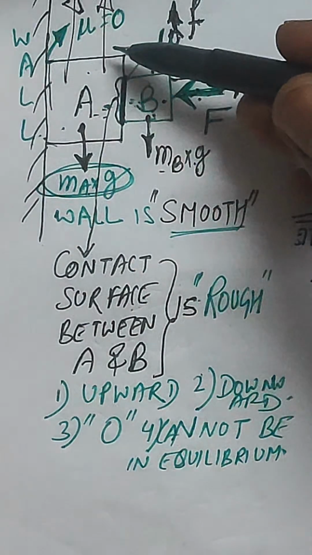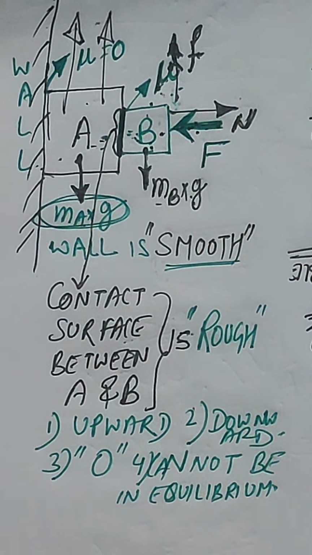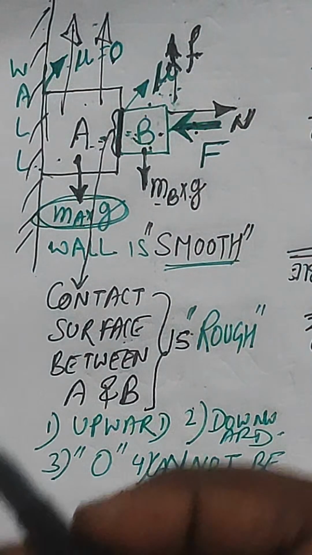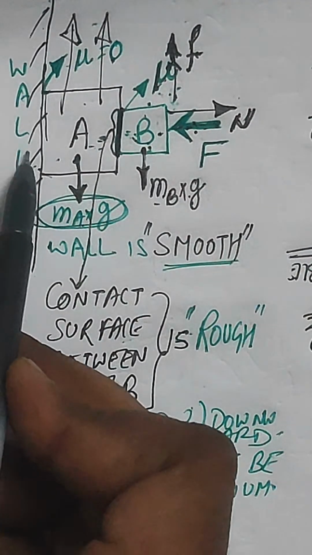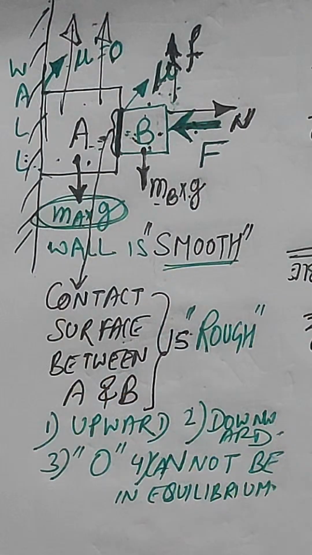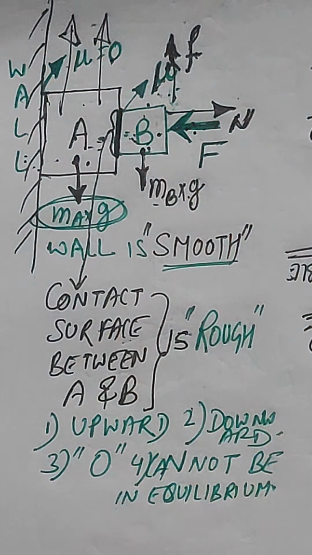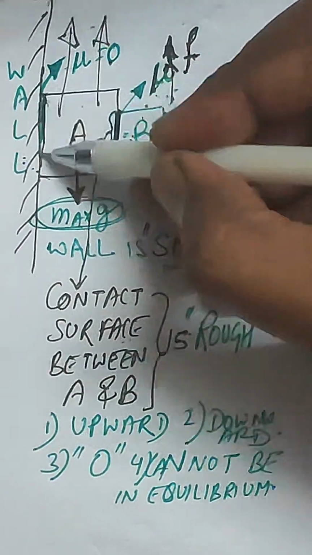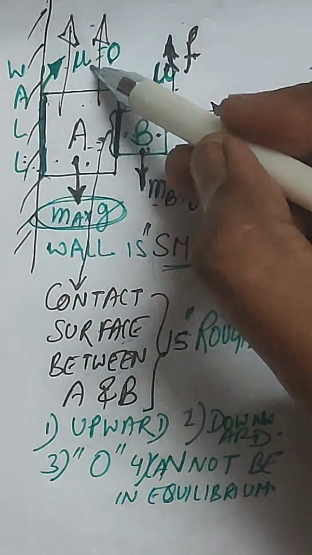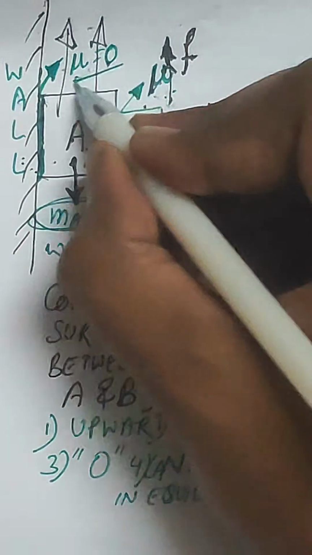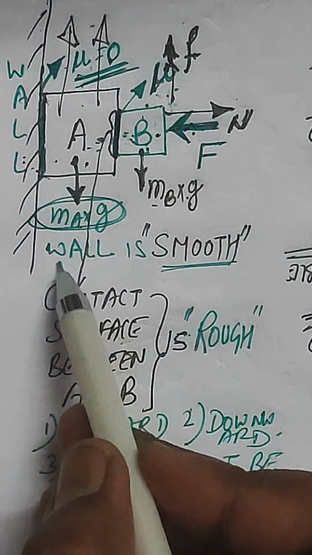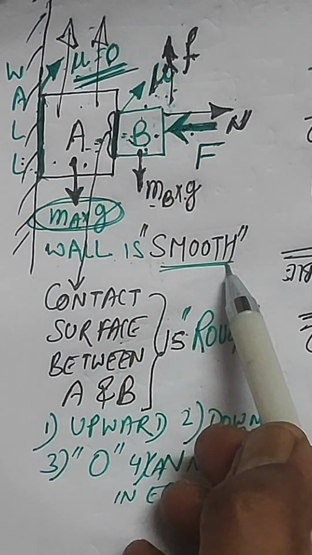This is nothing but the frictional force. But will we have any frictional force over here? Because the point of contact between the wall and A is this one. This is the point of contact, and at this point of contact, the coefficient of friction is 0, because the surface is smooth. You can see it's mentioned the wall is smooth, right?